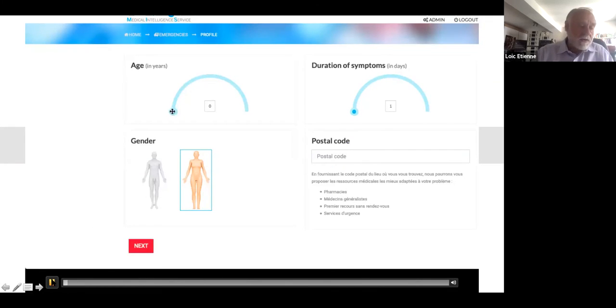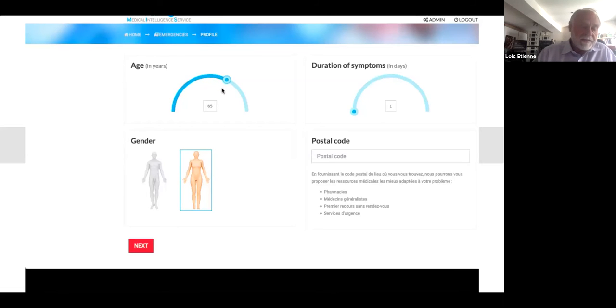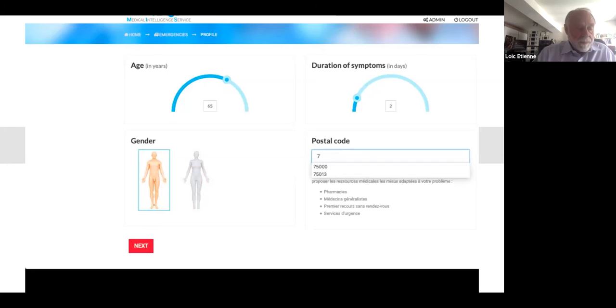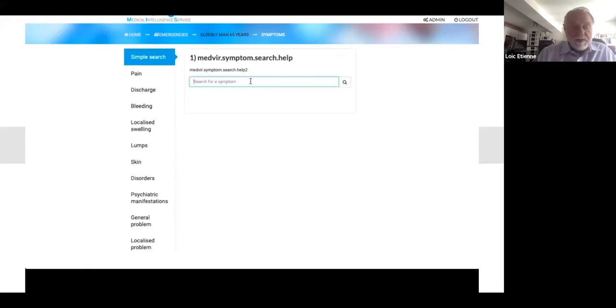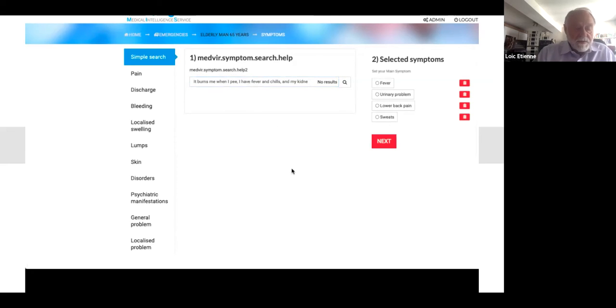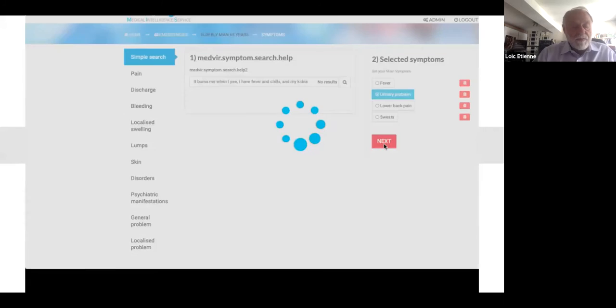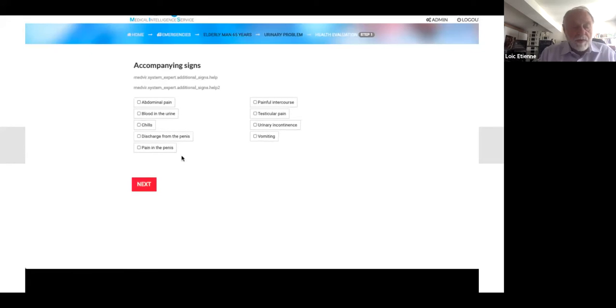MedVir needs the age of the patient, his sex, how long he has had his symptom, and his zip code. He writes his symptom in his own words. For instance, it burns me when I pee, I have fever and chills, and my kidney. And here he hasn't finished his sentence. Nevertheless, the NLP system has understood the problem, and at this step, you need to set his main symptom, that is to say, the one that worries him the most. Here he chooses urinary problem.